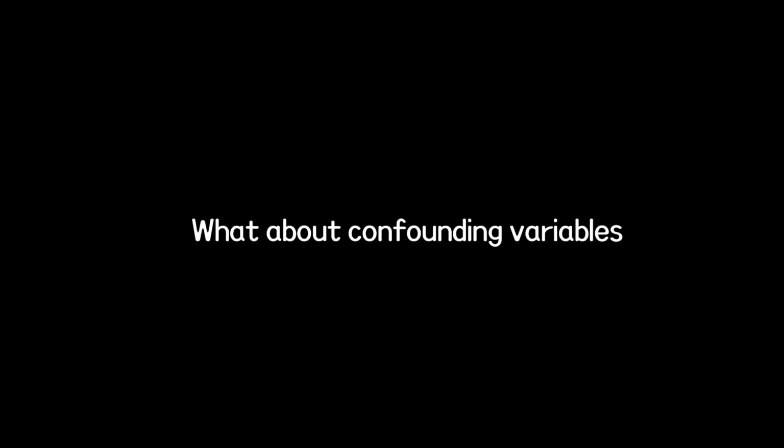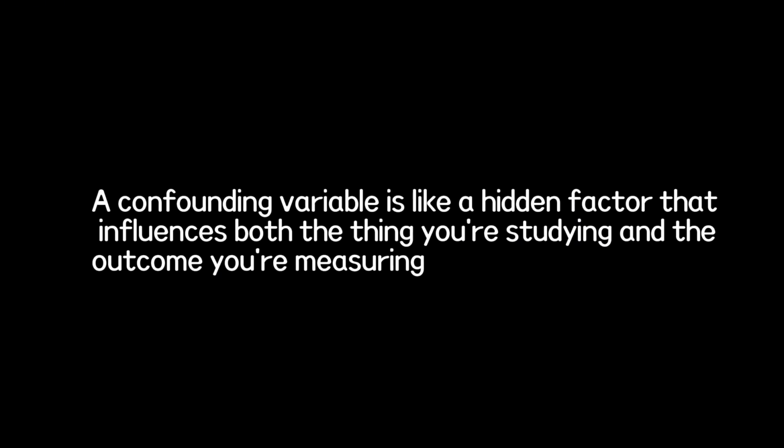What about confounding variables? Why do we need to worry about those? A confounding variable is like a hidden factor that influences both the thing you're studying and the outcome you're measuring. It can create a false appearance of a relationship between them. Can you give an example?